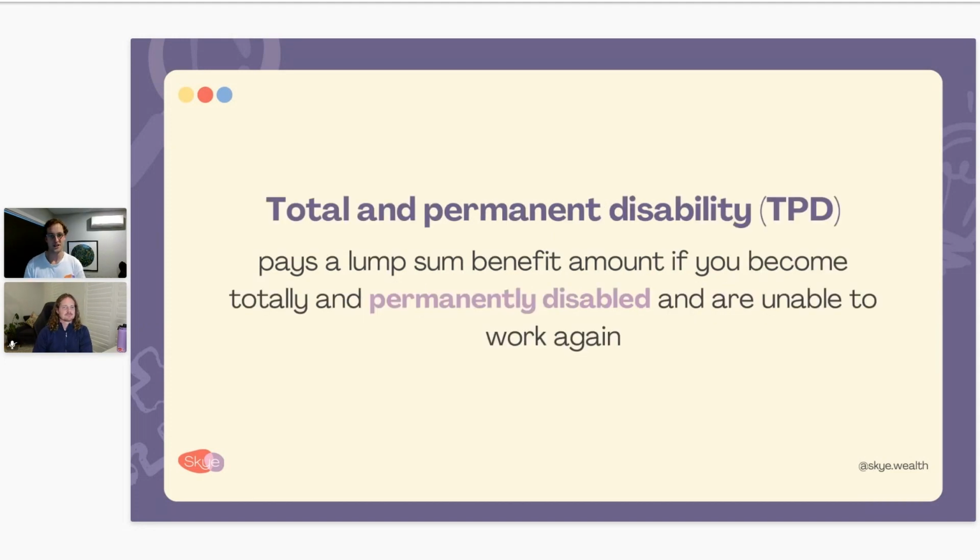Our next one is total and permanent disablement, or TPD. This one also pays out a lump sum amount of money if you become totally and permanently disabled, in other words, unable to go to work ever again. Depending on the different definitions, whether your policy is in super, outside super, or if you're working at the time, it could be a wide range of things. But if you could not go back and work in a job, you're getting a lump sum paid out.